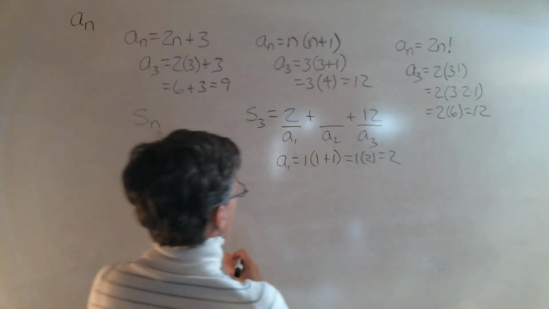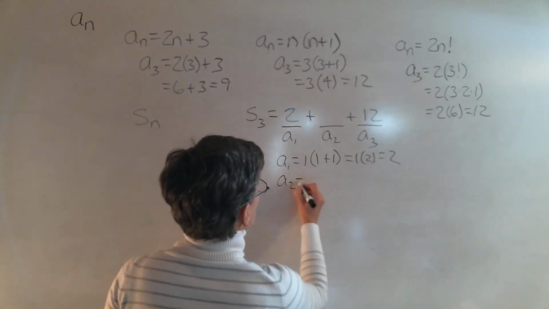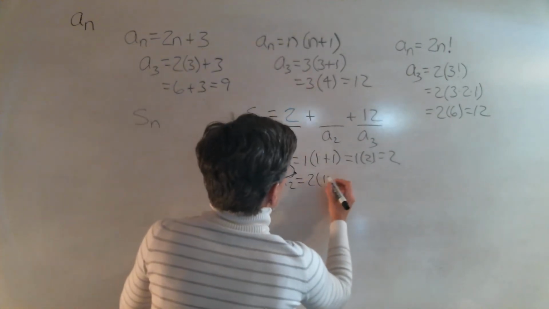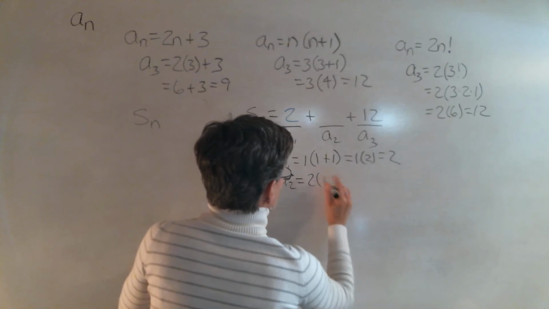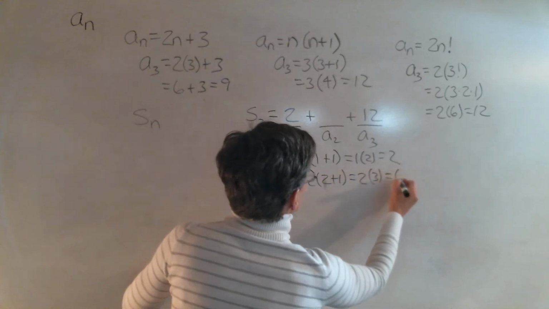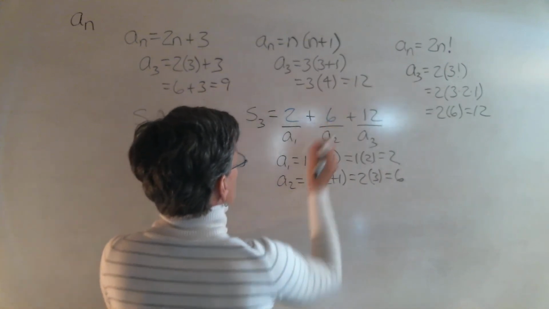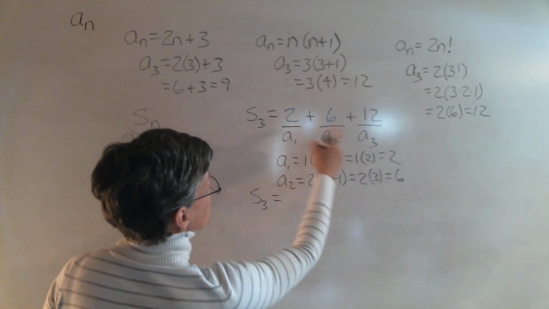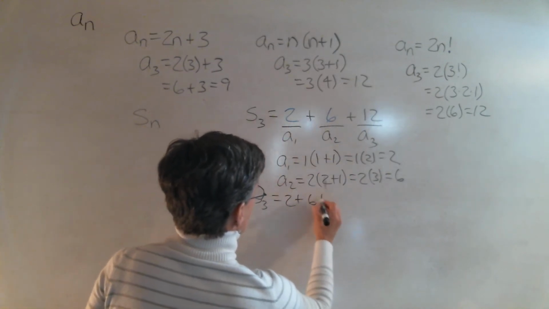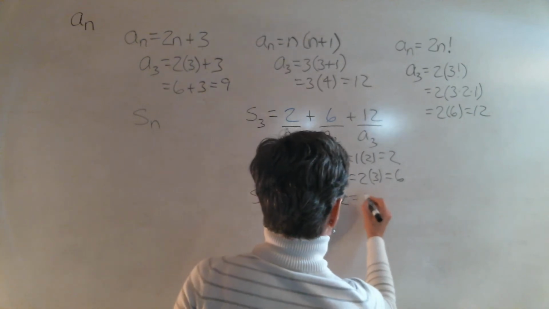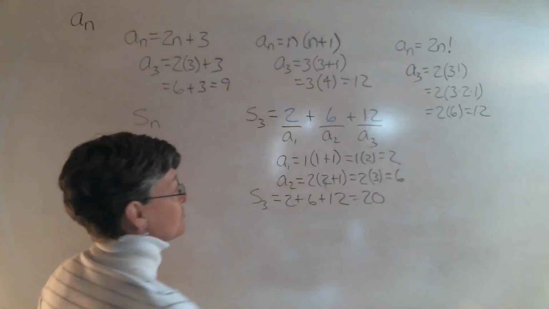And then A sub 2 is when we put 2 in for n. So we've got 2 times 2 plus 1, which is 2 times 3, which is 6. So 6 would go right there. So that means that S sub 3 would equal 2 plus 6 plus 12, which is 20. So the sum of the first 3 terms is 20.